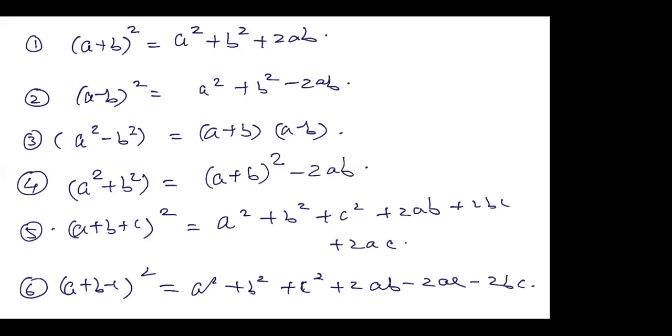a square plus b square is (a plus b) the whole square minus 2ab. (a plus b plus c) the whole square is a square plus b square plus c square plus 2ab plus 2bc plus 2ca. But if it is (a plus b minus c) the whole square, it would be a square plus b square plus c square plus 2ab minus 2ac minus 2bc.